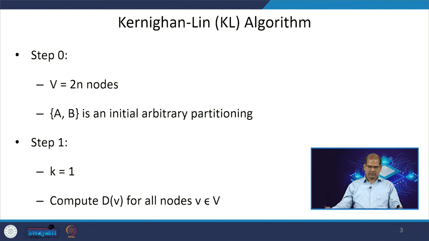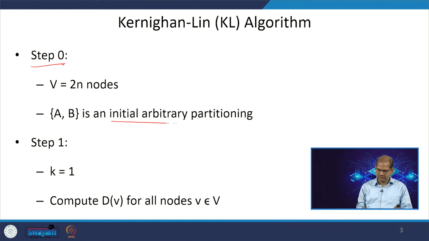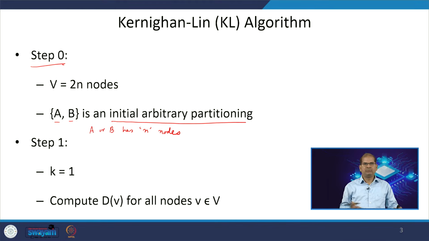So, this KL algorithm has multiple steps. We will discuss one at a time. Step 0 is basically that we have an initial partition. A and B are the two partitions, and the number of nodes, or the number of vertices, is 2n. A has n nodes, B has n nodes. So, each partition has the same number of nodes. Then we will go to step 1.